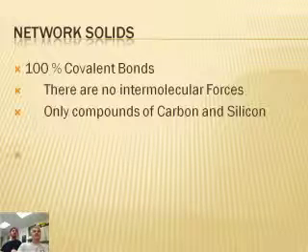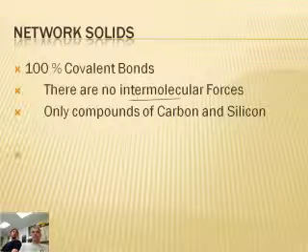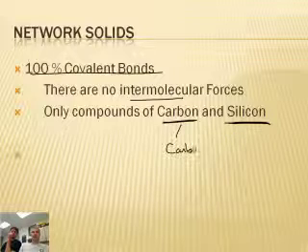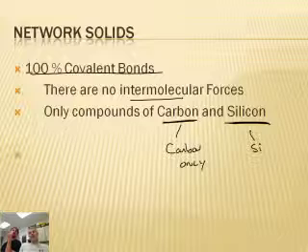Okay, now one more thing that we want to cover is the network solids. In a network solid, this is a substance that does not have intermolecular forces, none of them. It's all covalent bonds, 100% covalent bonds. And these only happen with compounds of carbon and silicon. Now we need to be careful. It's not any compound with carbon in it. It's a compound of pure carbon, carbon only. And with silicon, it's usually silicon and oxygen.